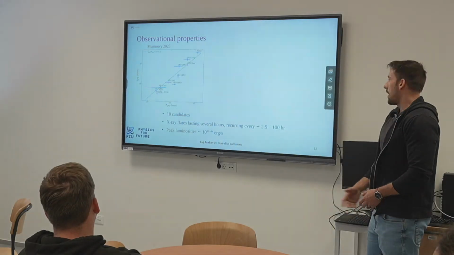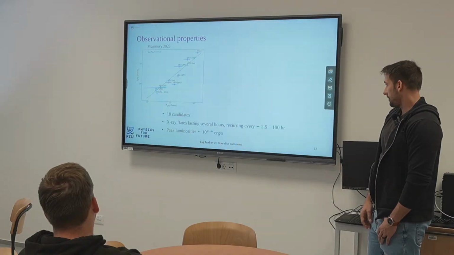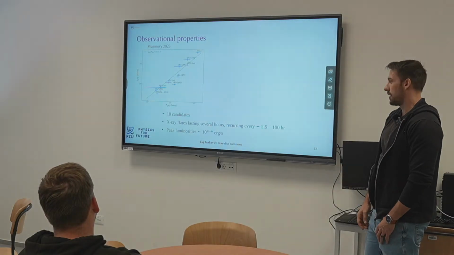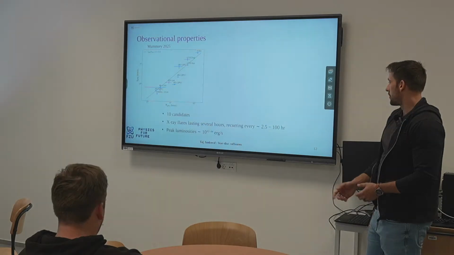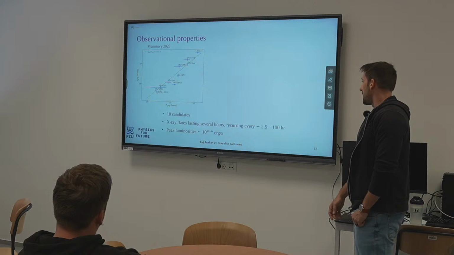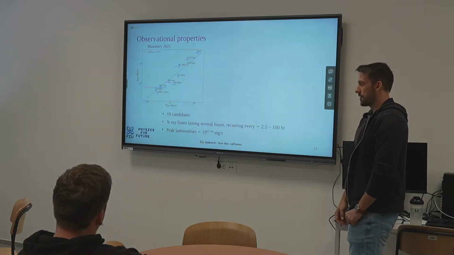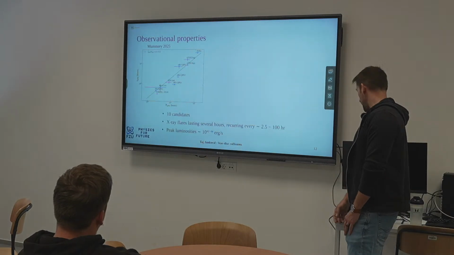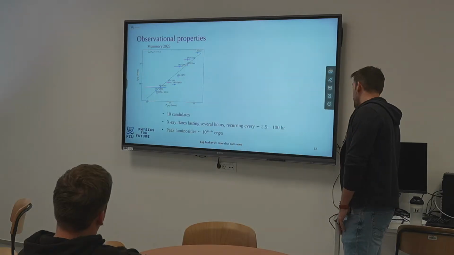And yeah, we can see that the flares typically last a few hours, and they recur at intervals, let's say, from 2 hours to 100 hours. And these signals are characterized by peak luminosities between 10^42 and 10^44 ergs per second.